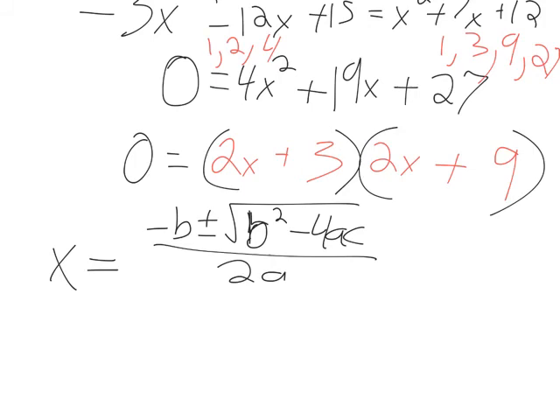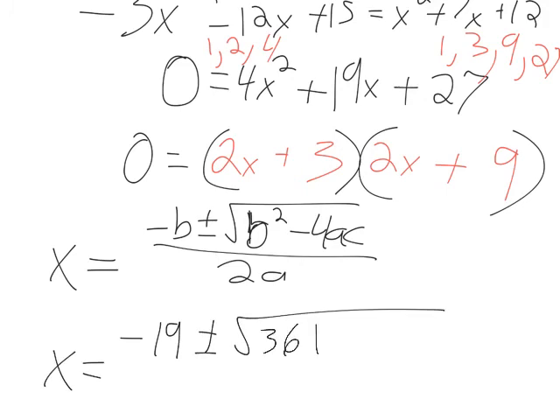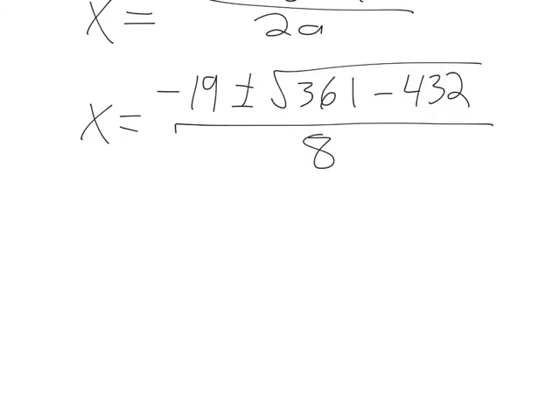So let's see what we've got when we plug this in. X is equal to negative 19 plus or minus the square root of 19 squared. Okay, and 19 squared is 361. And then I've got 4 times A is another 4, and then times 27. So it's going to be 16 times 27. All right, and that's 432. Divided by 2 times A is 4, so that's going to be 8 on the bottom. Kind of weird looking numbers, aren't they?